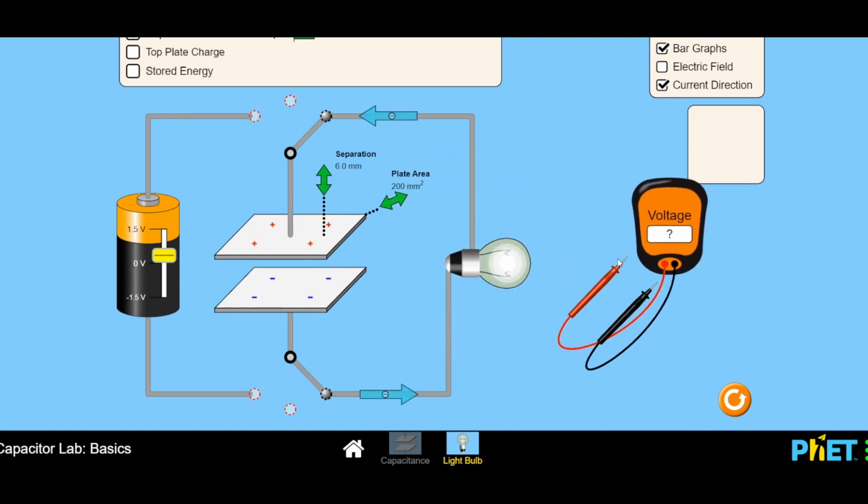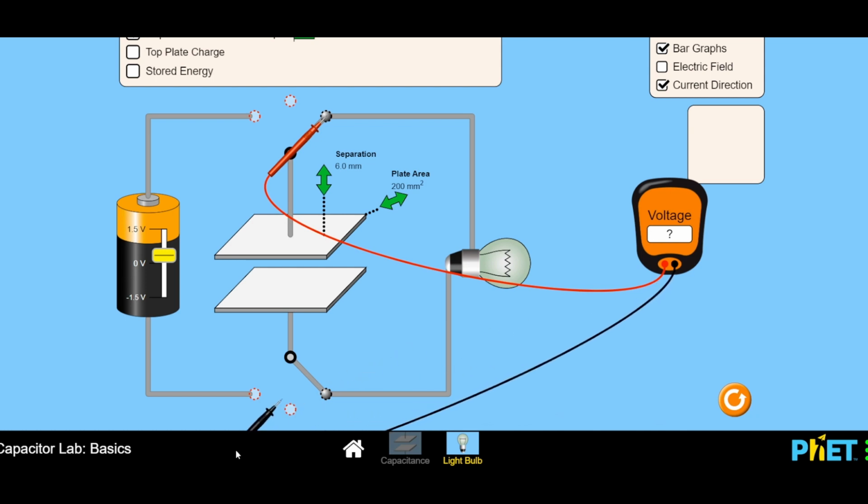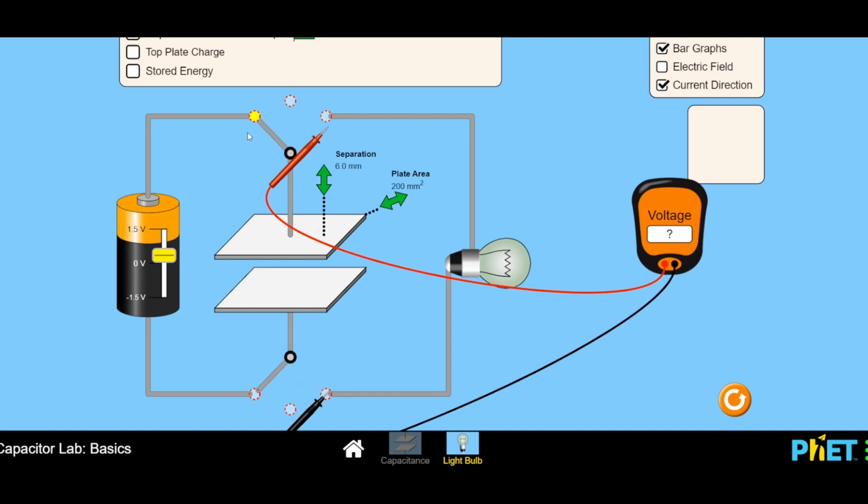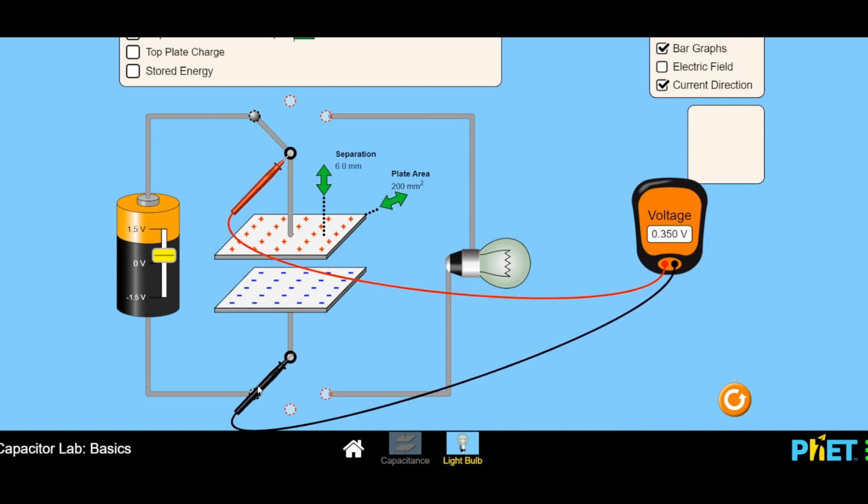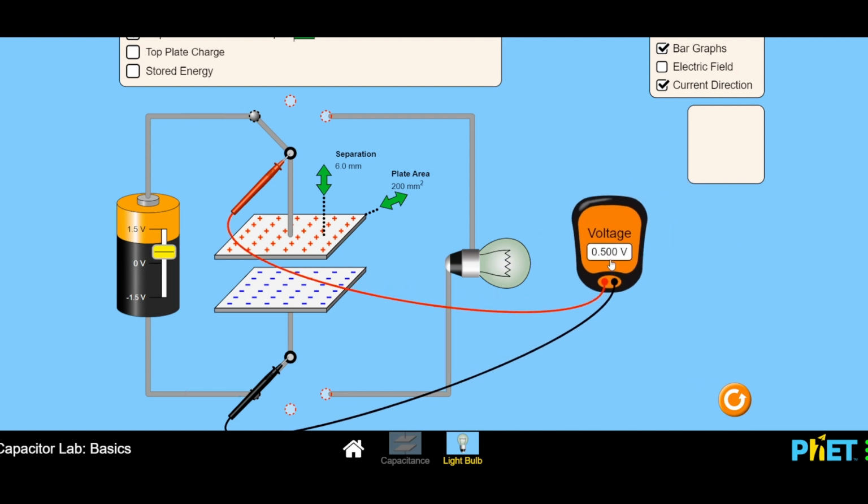Now let's look at the voltage by connecting the voltmeter in parallel at these two locations, and see how the capacitor discharging behaves. So right now there is no voltage, but if I take the switch from this position to this position, the capacitor gets charged. Let's move the probe to this location so that we don't have to check the charge again. So now the capacitor has a voltage of 0.35. I can increase the voltage of the battery and you can see that the voltage of the capacitor right now is 0.5.